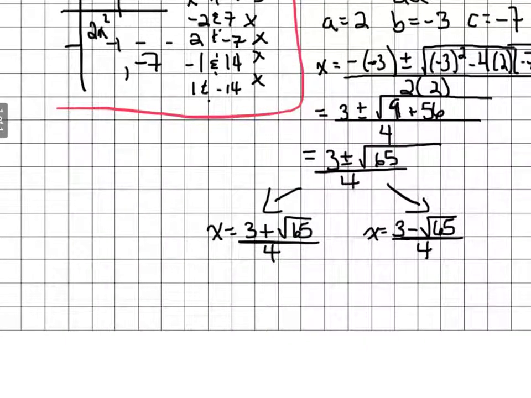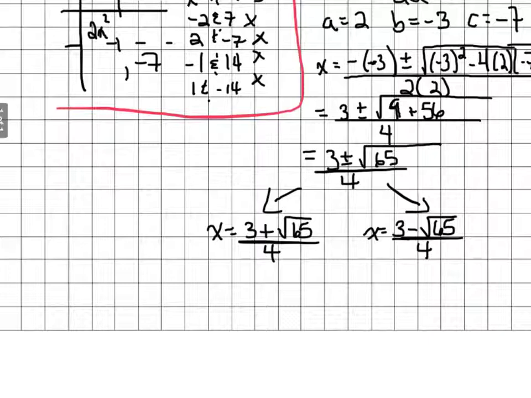So if we want to look at things, this is actually where we can write the exact answer, because 65 is not a perfect square. There's no perfect square root of 65. So these two are the exact answers. If we want to find an approximate answer, then we will evaluate what the square root of 65 is.